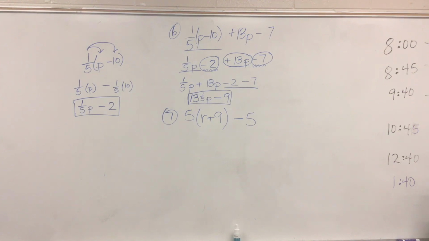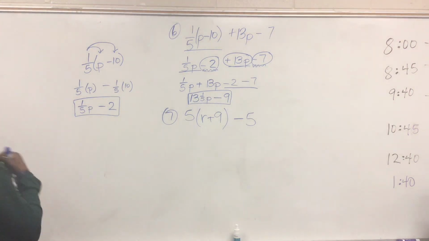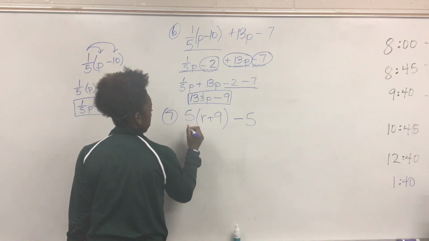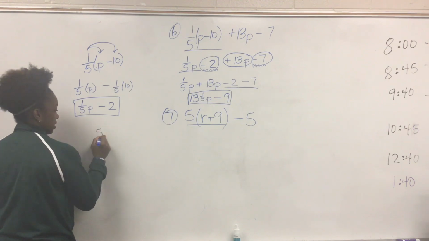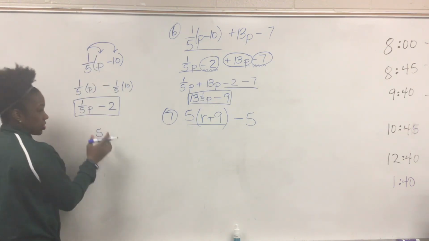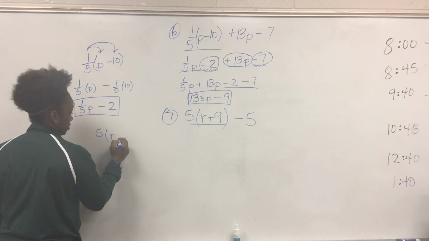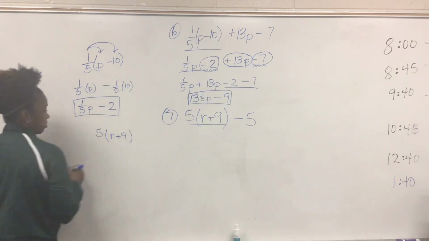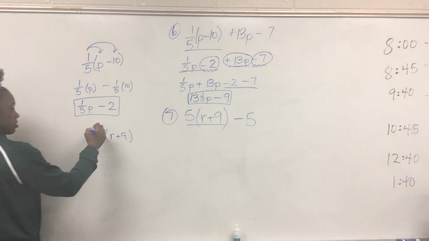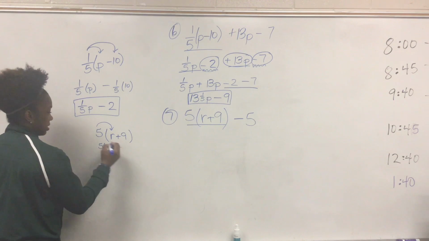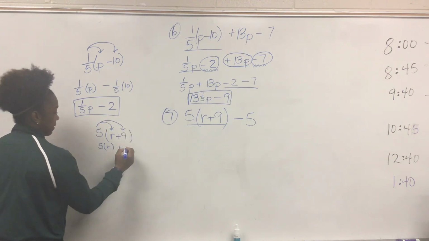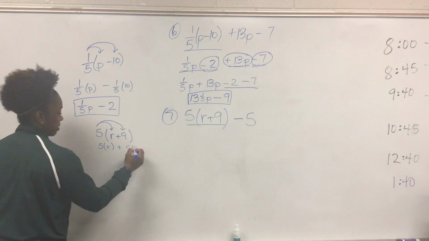For the next problem, we have 5 times r plus 9 minus 5. So once again, we have distributive property here first. We want to do that one to the side so our problem does not get messy. And of course, I do want this still shown on scratch work. So we have 5 times r plus 9. We want to draw arrows. 5 times r plus 5 times 9, I'm sorry.